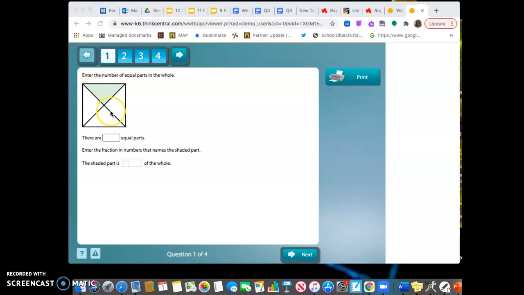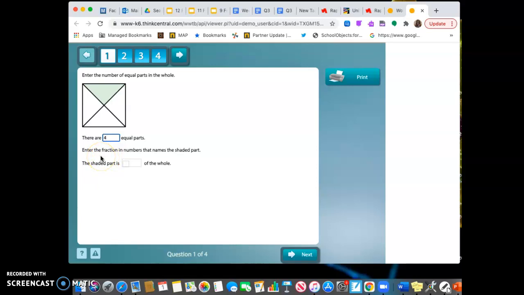And whenever I tell my class to do this, I always say, make sure you don't just count the parts with your pencil, 1, 2, 3, 4, but you actually number the parts. So 1, 2, 3, 4. You're labeling them as you go. So we agree that there are 4 equal parts, right? So 4 equal parts. Good.